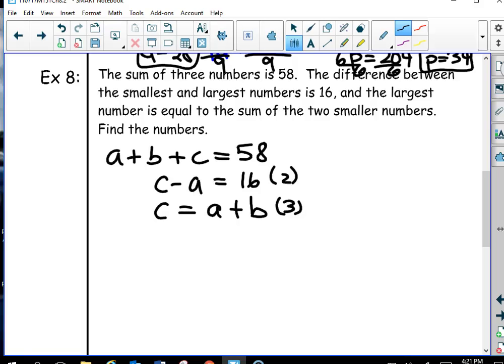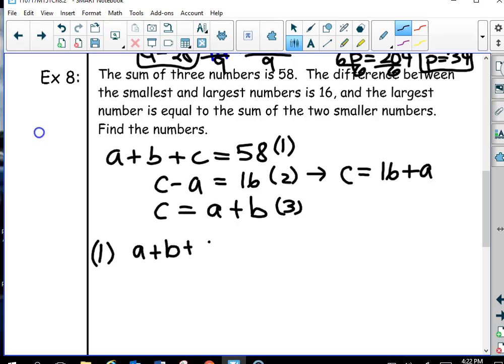One thing we can do, here's what we can do. We can take a look at that second equation and solve it for C. So C is equal to 16 plus A. And now I can put that C into both equation 1 and 2. So 1 is A plus B plus C equals 58, and I'm going to put 16 plus A in for C.